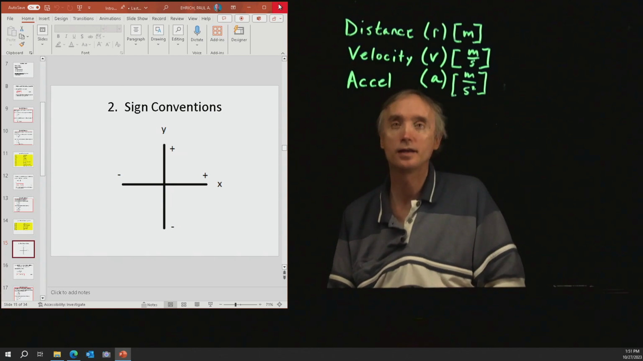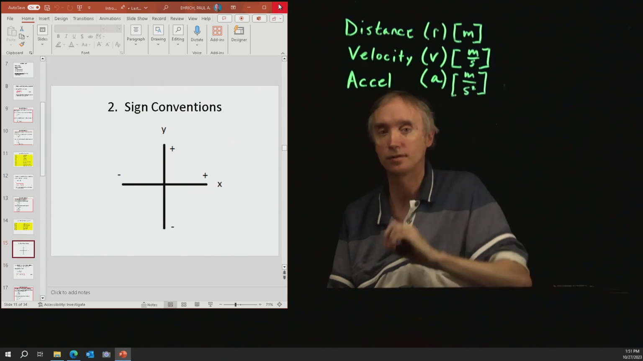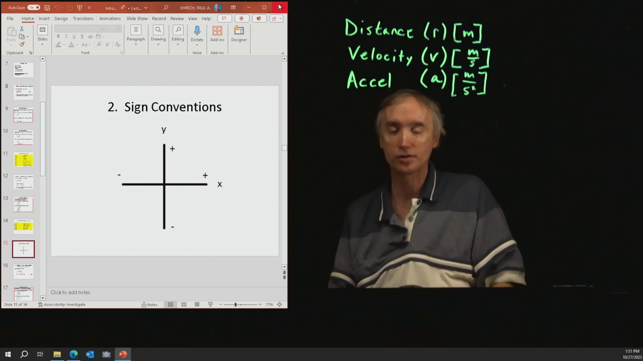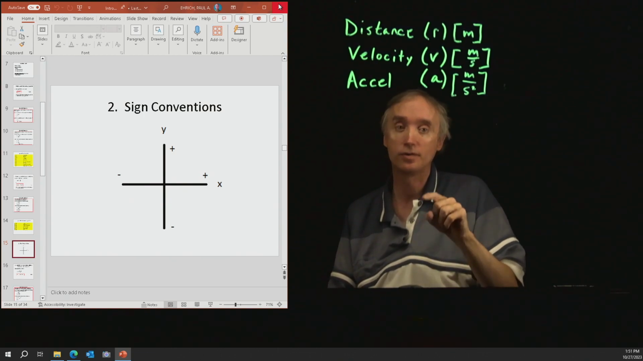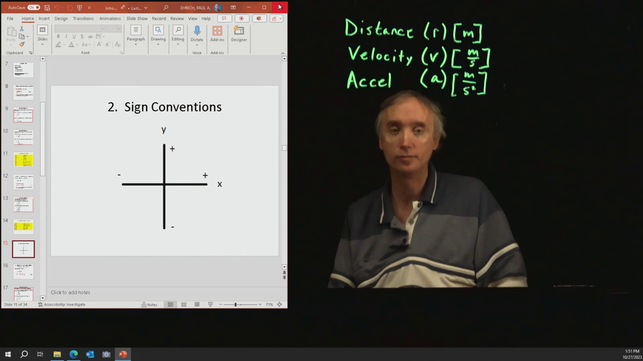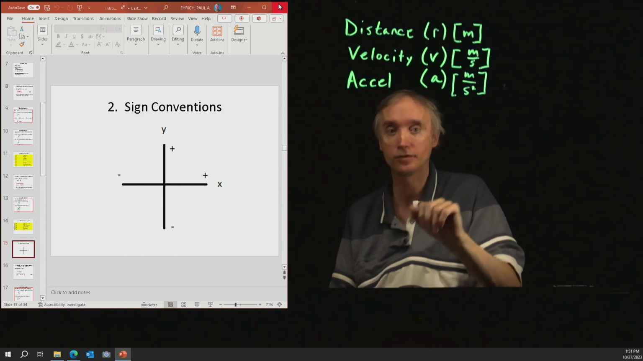Okay, I'm back, and so here I've added my acceleration to my list of different things that we've been talking about today. And now we want to talk about sign conventions. So this picture should look very familiar to you. In geometry, you had four quadrants that you graphed in.